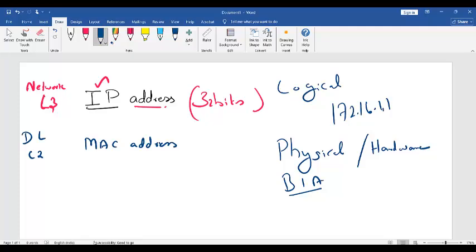You will be confused. What is this BIA? Is it something related to BIOS? Sometimes we get confused when they don't write it properly. BIA means burnt in address, means permanent address. Hardware address, physical address, MAC address. These four things mean the same thing. Layer 2 address.